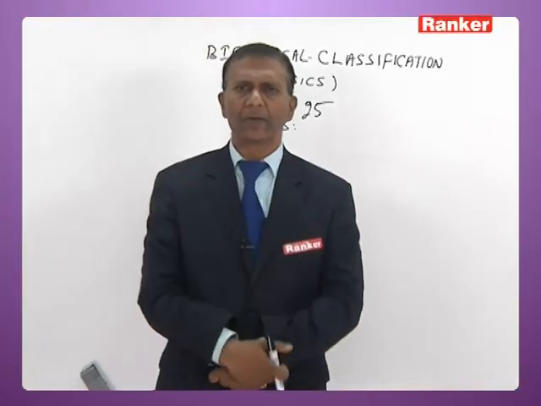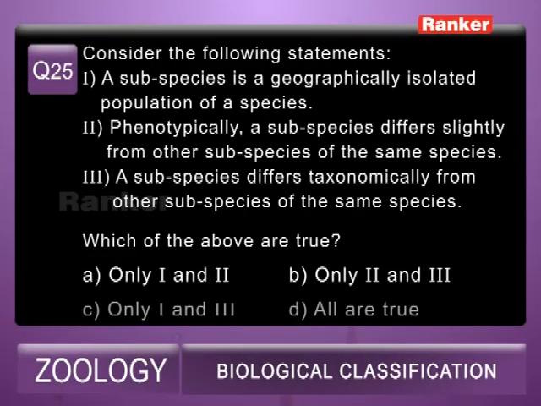25th question, reading out the question. Consider the following statements. 1. A subspecies is a geographically isolated population of a species. 2. Phenotypically, a subspecies differs slightly from other subspecies of the same species. 3. A subspecies differs taxonomically from other subspecies of the same species. Which of the above are true?